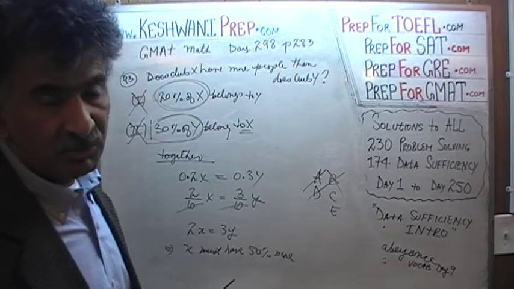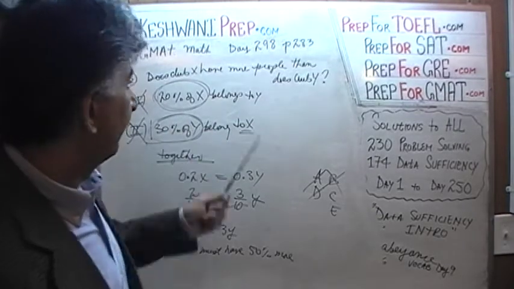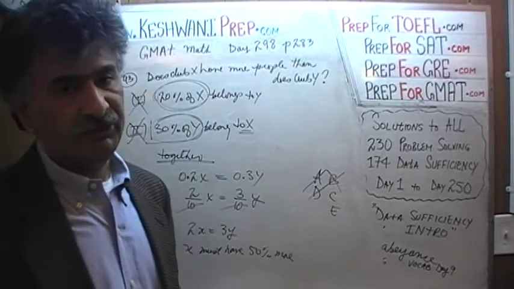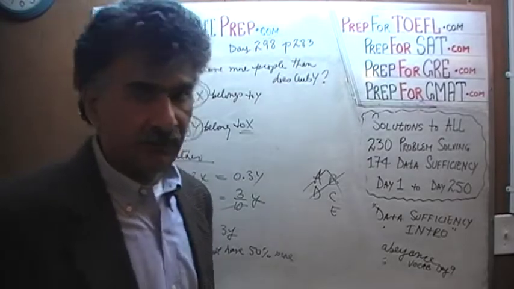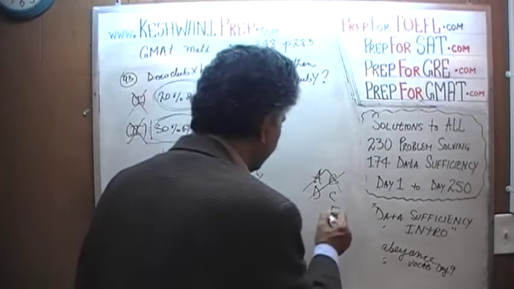They're not asking us how many more people X has, or what the proportion is here. The question simply is, does X have more people than Y? The answer is yes, it does. We are able to give a definitive answer by putting the information from the two statements together. The answer is C.